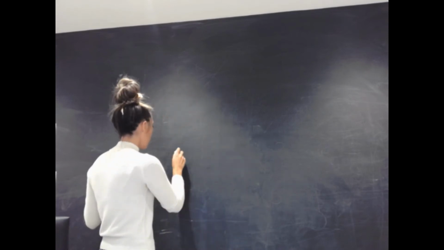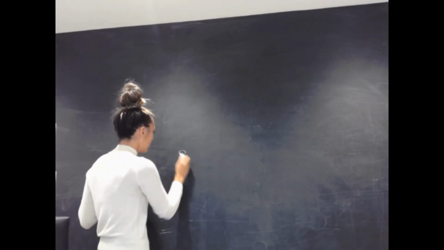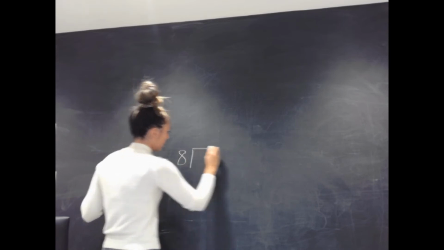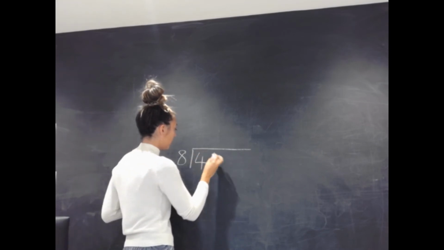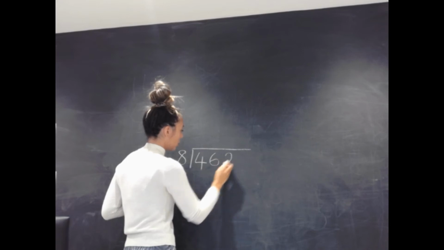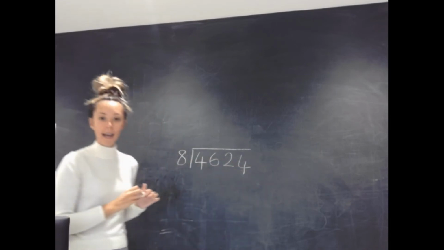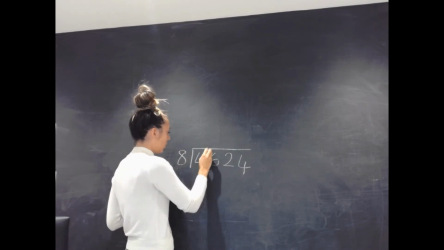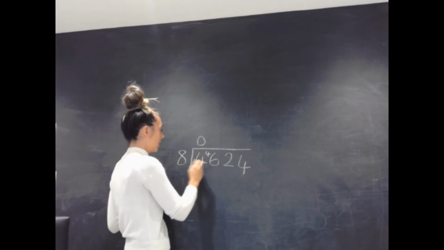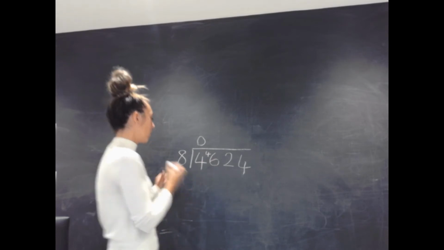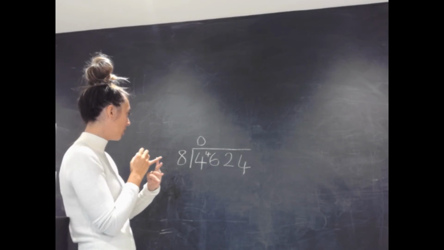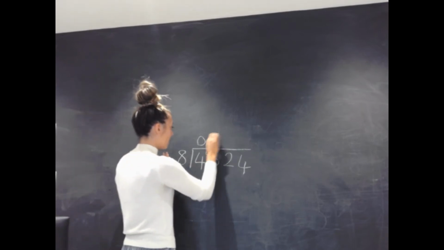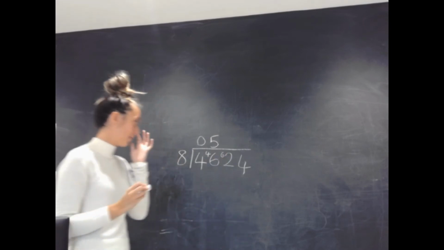Okay? I'm going to quickly go through bus stop method now because some people really struggled with the divides. So I'm going to do 4,624 divided by 8. So 8 goes into 4 no times. 8 goes into 46, so I've got 8, 16, 24, 32. Can it go in one more time? 40. Yeah, so it can go in 5 times, and I've got 6 left over.